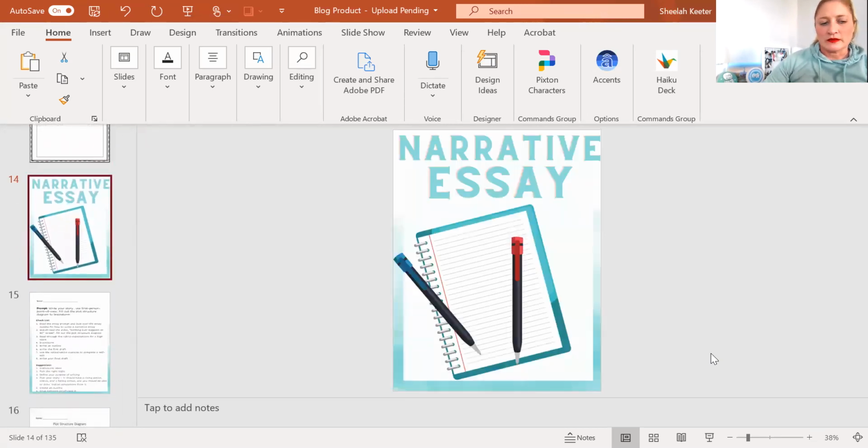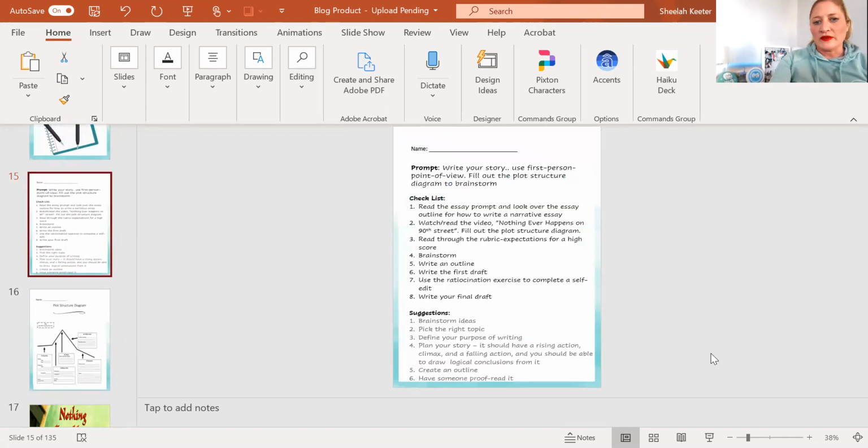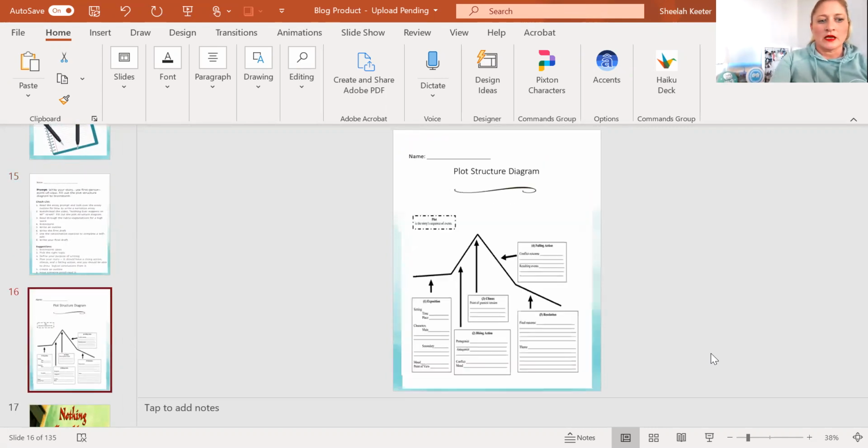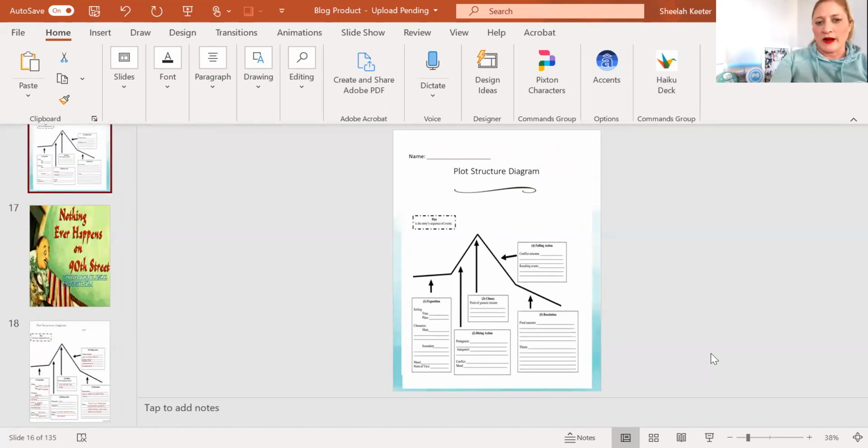The next lesson that I use is the narrative outline and template. So the narrative is a very creative story written from first person point of view. Students usually make up the story rather than use their own experience, but they can do either. And with the narrative, I have a prompt with a checklist. We also do a plot structure diagram where we fill it out.